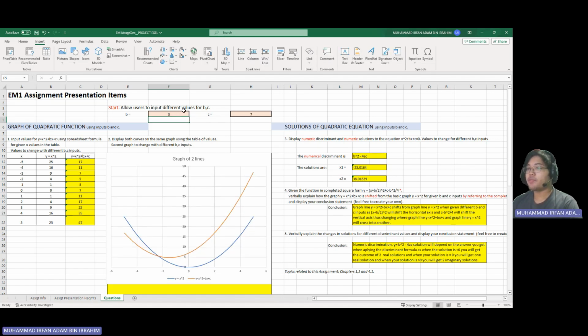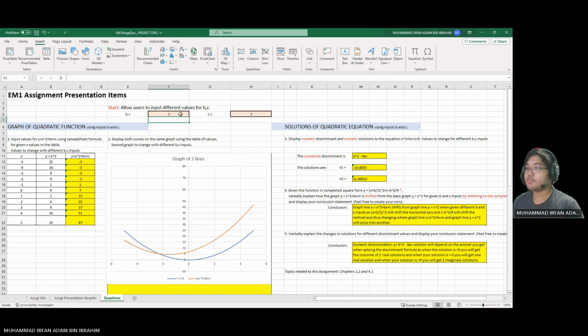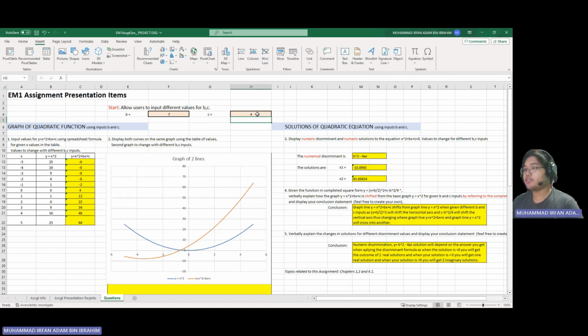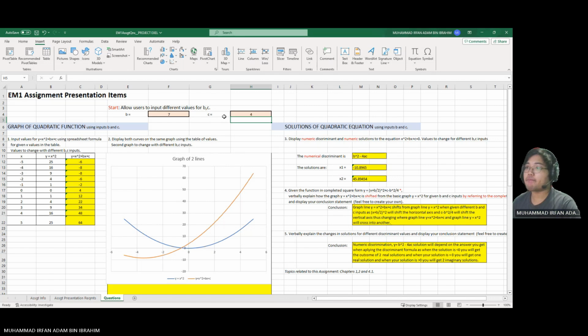Moving on to graph. Display both curves on the same graph using the table of values. Second graph to change with different b and c inputs. Now, graph of two lines, these will move according to your b and c inputs, as it will change the number in your formula. In this case, changing b and c will move the lines respectively.